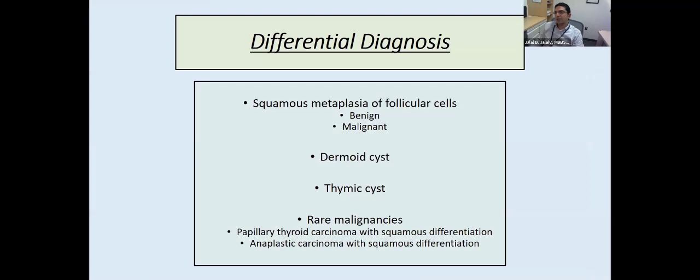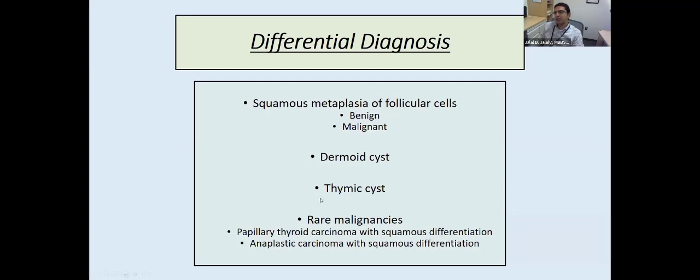So what are some possibilities? We all know that squamous metaplasia can affect follicular cells, and those can be either benign follicular cells or even malignant. It's known that PTC can undergo squamous differentiation, and even anaplastic carcinoma can have squamous differentiation. But it's definitely not that atypical, and we don't have the typical features of papillary thyroid carcinoma in the background with the follicular cells that show PTC-like nuclear features.